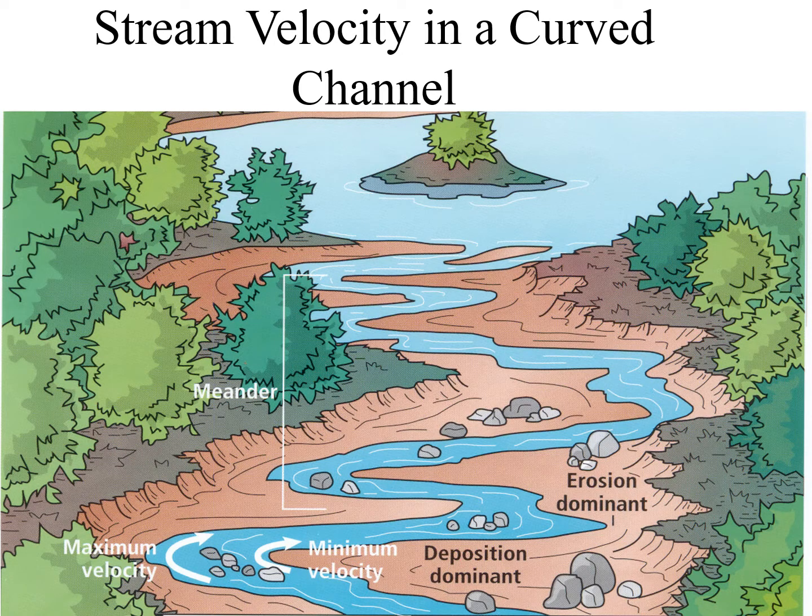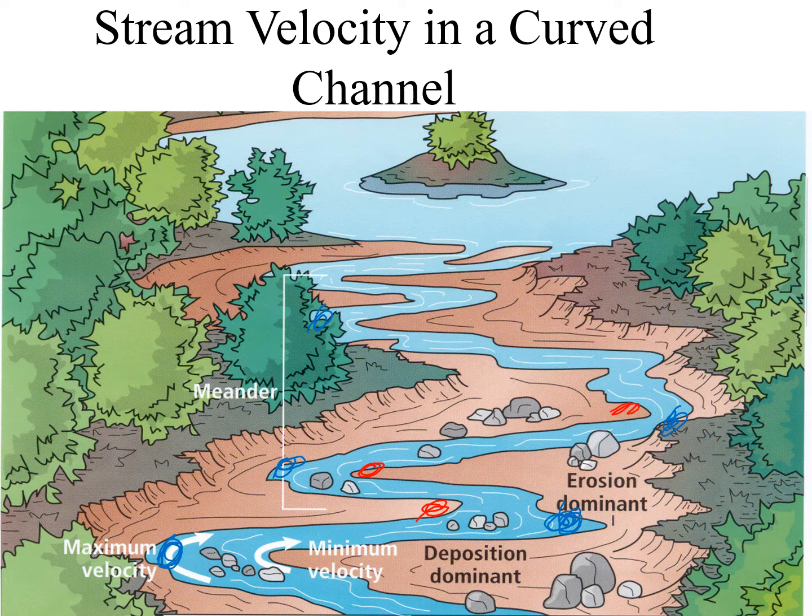All right, can you say where the river would be going fastest? So let's find a place where the river is going fastest. Outside of the curve. The river is going fastest on the outside of any curve. Where's the river going slowest? Well, how about here? On the inside of a curve.